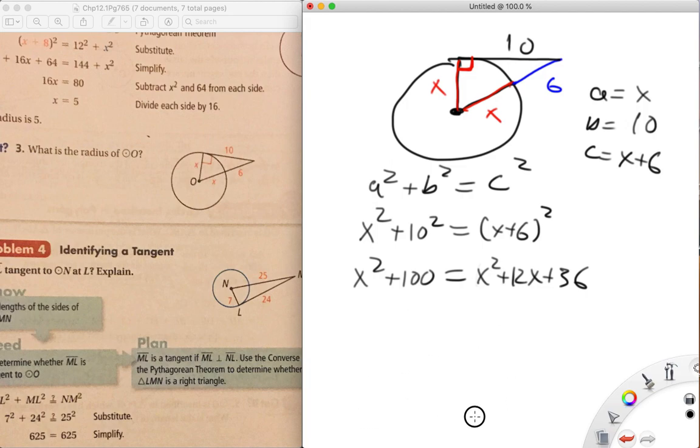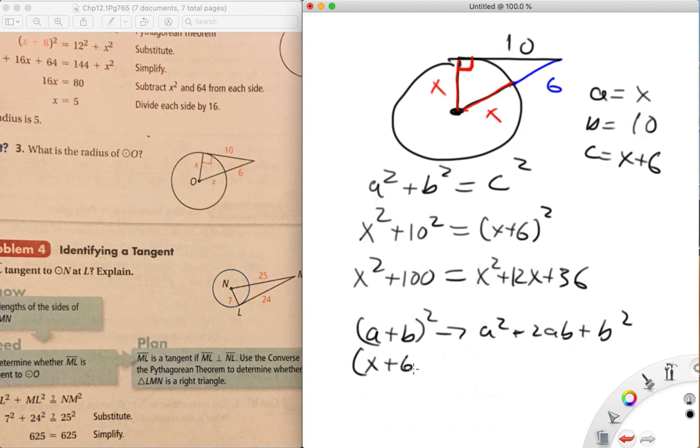The other way of doing it is, if you remember, a plus b squared is the same thing as a squared plus 2ab plus b squared. In this case, a is x and b is 6. So it's going to be x squared plus 2ab, which is 12x, plus b squared, 36. 2 times 6 is 12, so x squared plus 12x plus 36. They both get you there, either way. Okay.